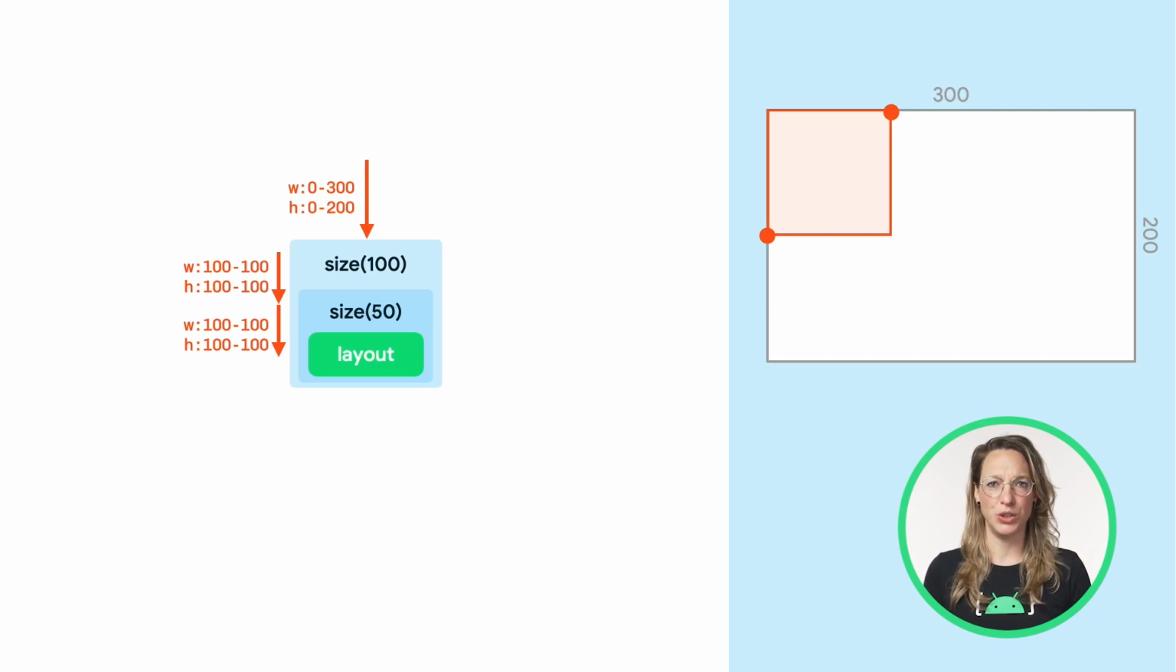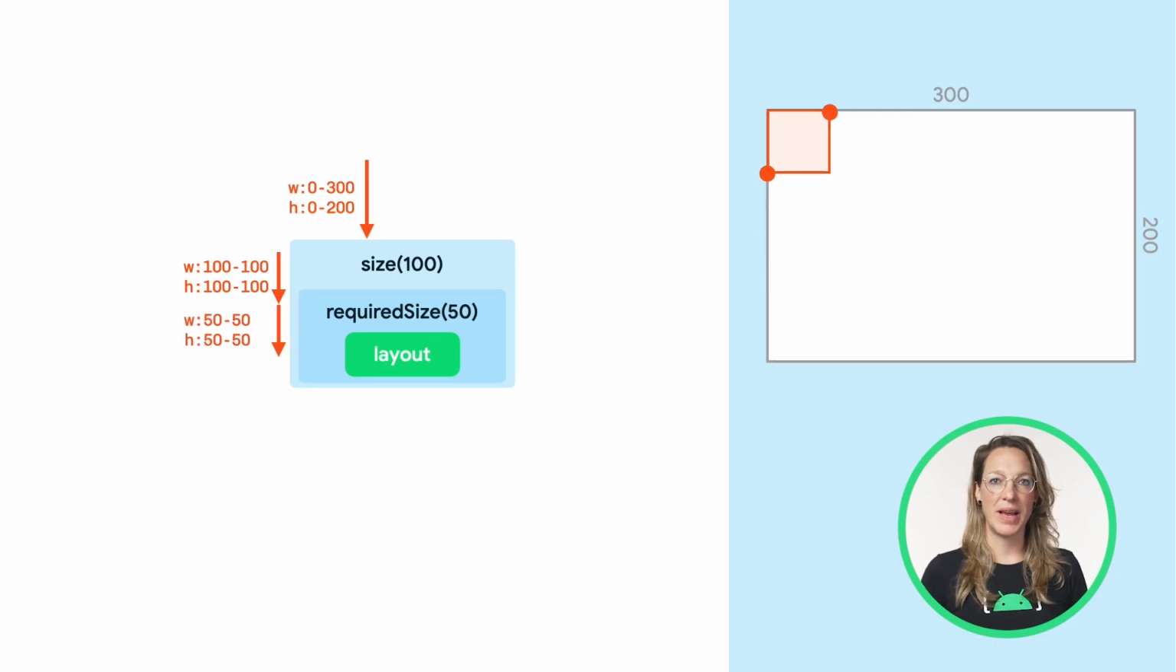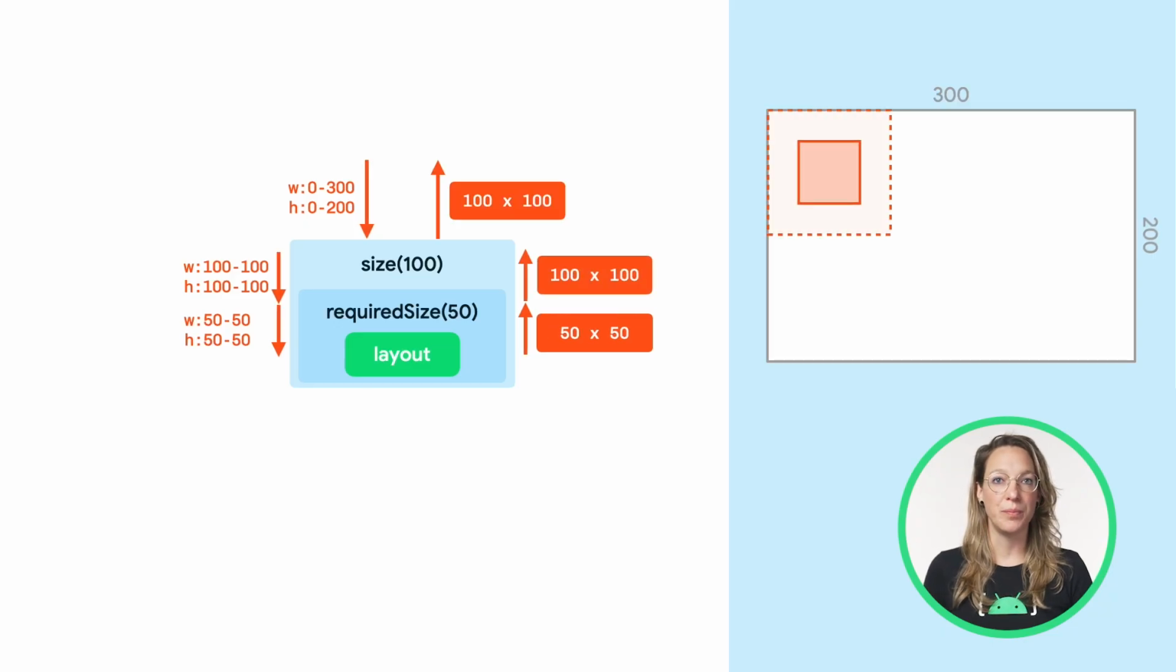If you really don't want your node to adhere to the incoming constraints, you can replace a size modifier with another modifier called required size. It will override the incoming constraints, and it will pass the size that you specify, in this case 50 dp. When passing the size back up the tree, it will reset the reported size to the incoming constraints, here 100 by 100 dp. The child node will then be centered in that available space.